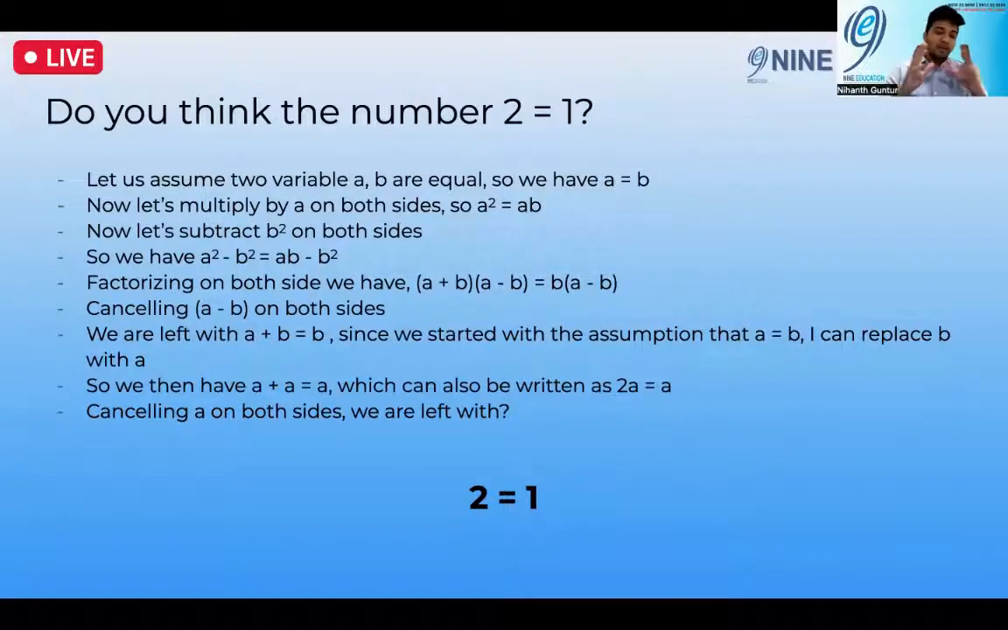So can you take a minute or two, look through this whole process and see what did we do wrong? Because obviously 2 is not equal to 1, as we know. So there must be something that we did wrong here. And what is it?